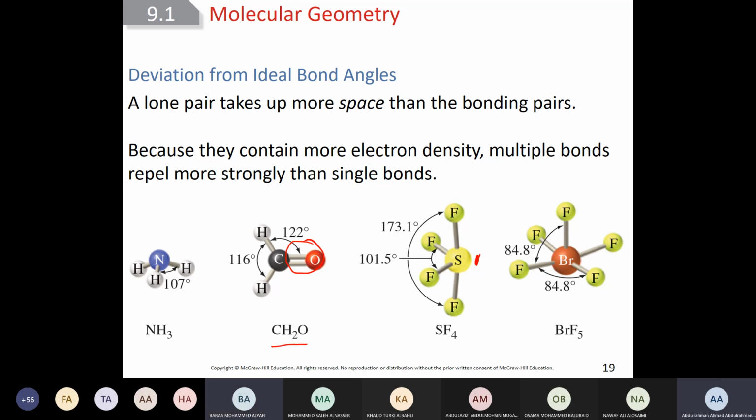AB4, AB3 E0. What's the shape of the molecule? Trigonal planar. What should be the angle between them? 120. But the double bond takes more space, and that's why, what's the angle in here?